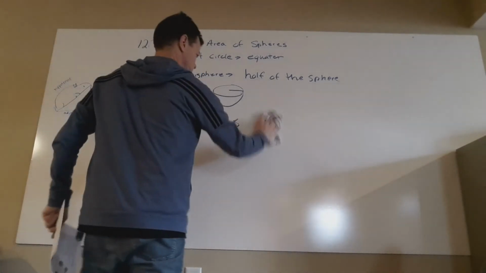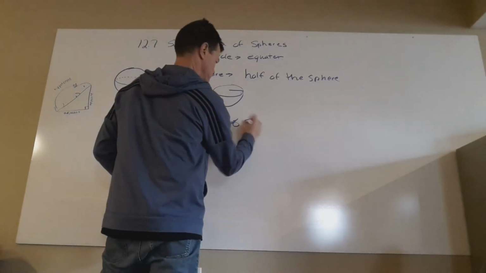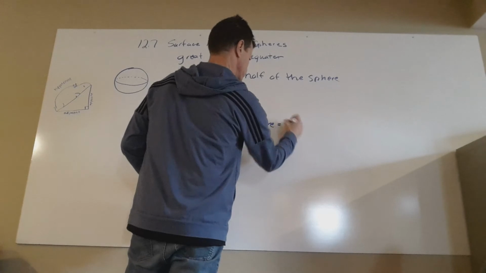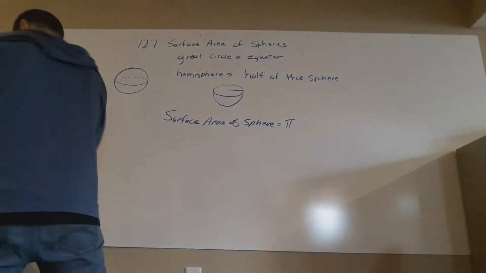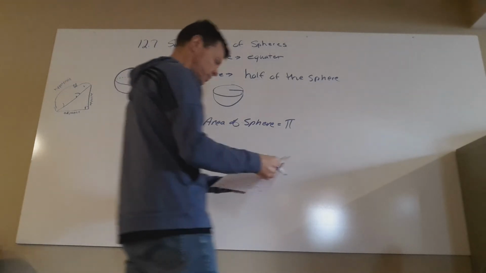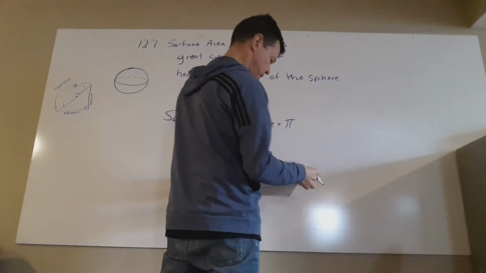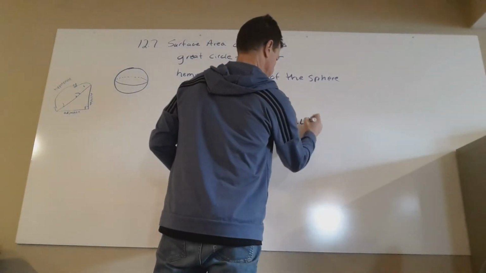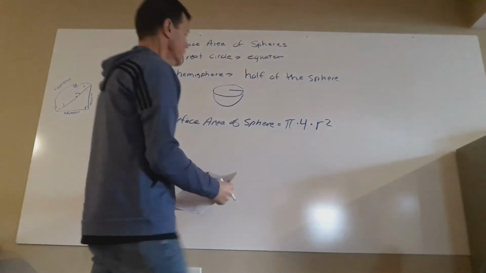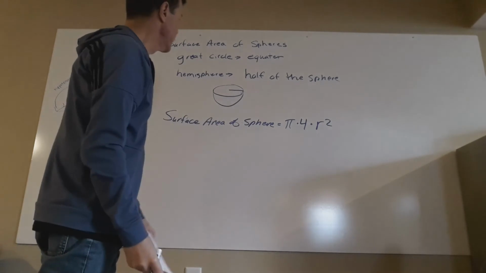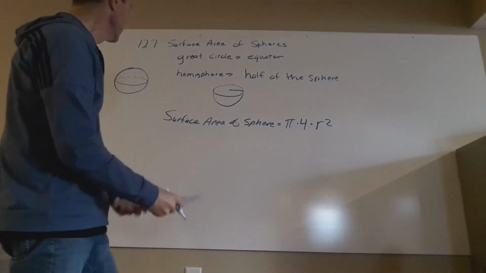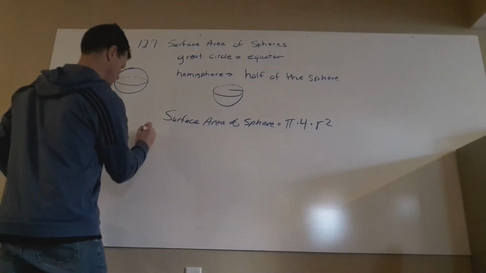Surface area of the sphere equals pi times 4 times radius squared. So really, if you have the radius of your sphere, it's going to be very simple just to find the surface area. So here's an example.